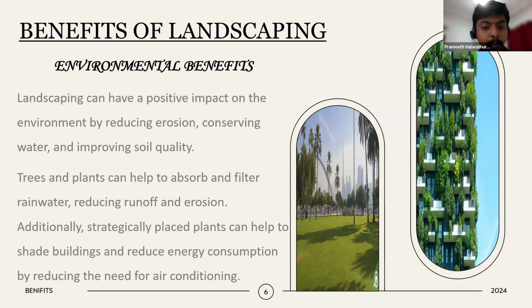Trees and plants can help to absorb and filter rainwater, reducing runoff and erosion. You know all these things, so I'm not discussing them deeply. Additionally, strategically placed plants can help to shade buildings. You can see here on the right side, you can shade the buildings and reduce energy consumption by reducing the need for air conditioning.